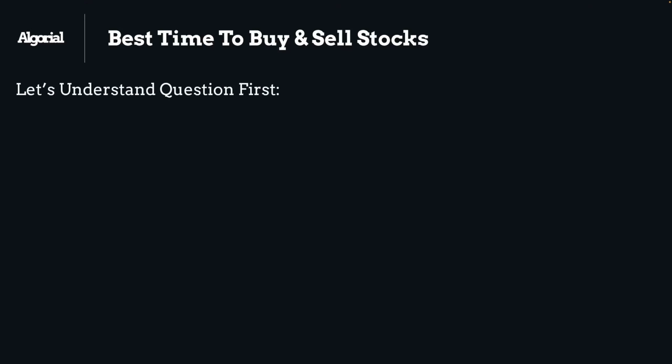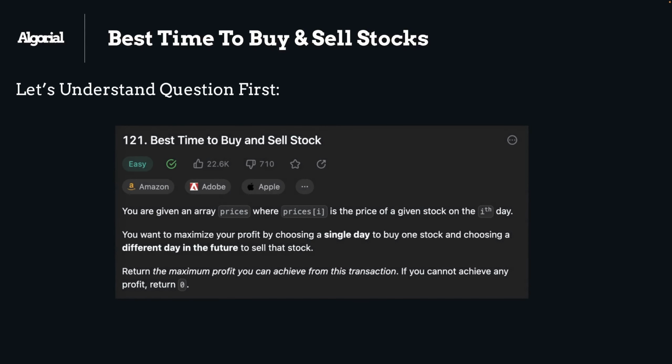Okay, let's go through the problem first. You are given an array of prices where prices[i] is the price of a given stock on the i-th day. You want to maximize your profit by choosing a single day to buy one stock and choosing a different day in the future to sell that stock. Return the maximum profit that you can achieve from this transaction. If you cannot achieve any profit, return 0.